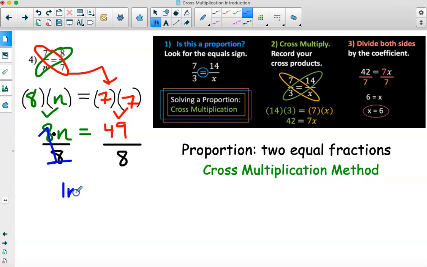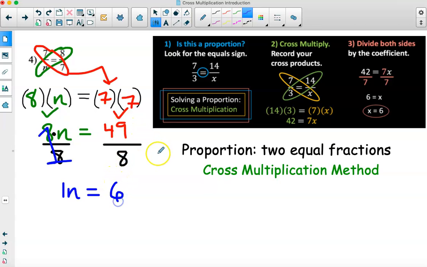So we're left with 1n is equal to, and we could either leave this as an improper fraction, change it to a decimal by using long division, or change it to a mixed number. I would like to write it as a mixed number. So let's think about it. 8 goes into 49. Alright, 7 would be too much. 8 times 7 is 56. Let's try 8 times 6. 8 times 6 is 48. That would work out perfectly.